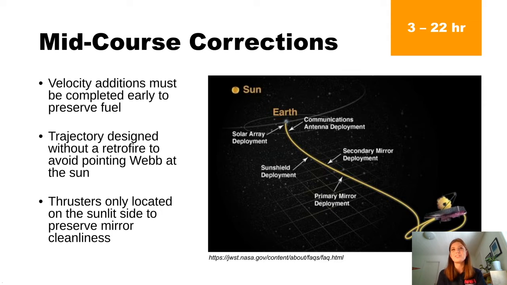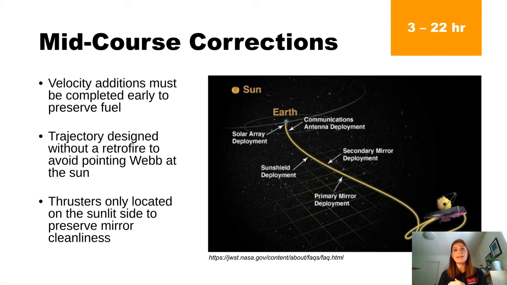So next is mid-course corrections. Velocity additions have to be made pretty early in the mission in order to get Webb on the right trajectory and to preserve fuel. Making these velocity additions early means we don't have to make as many adjustments throughout the course of the mission, which is really important because it allows us to preserve fuel, which can hopefully extend the lifetime of the mission. In addition, the trajectory has been designed to avoid using a retrofire so that Webb doesn't have to point at the sun. This is really helpful again because it prevents extra exposure to sunlight and heat.